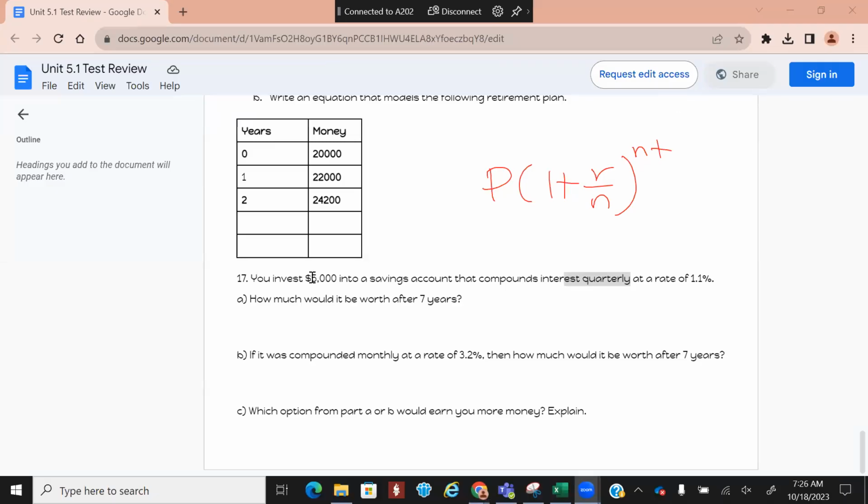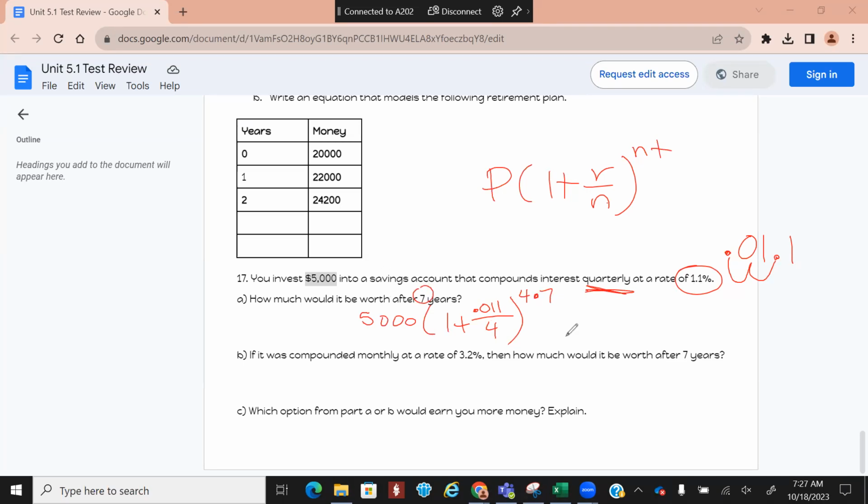All right, your initial is 5,000. So we're going to plug that in to our equation. We're going to say 5,000 times 1 plus our rate, which is not 1.1. We need to change that to a decimal. We're going to move it over 2 places and put a 0. So we're going to say 0.011. And then for N, it says quarterly. So we're going to put 4. Now, our exponent is 4 times how many years did they tell us?